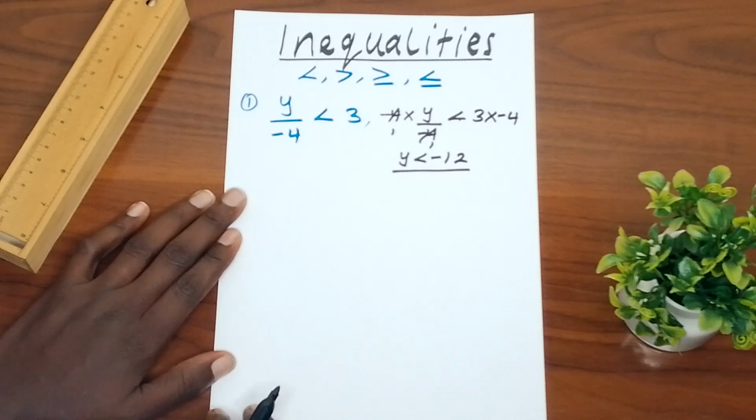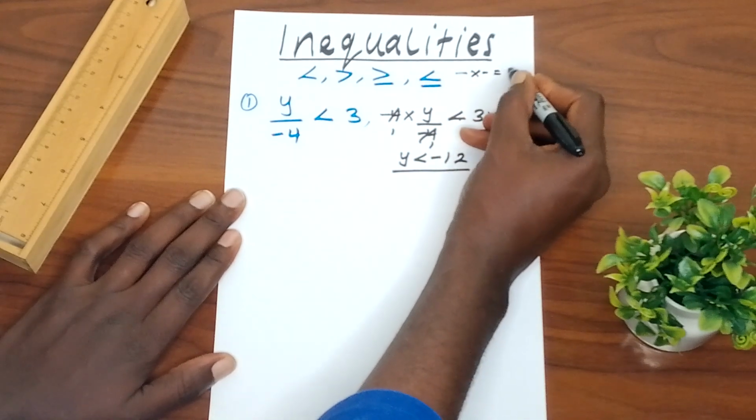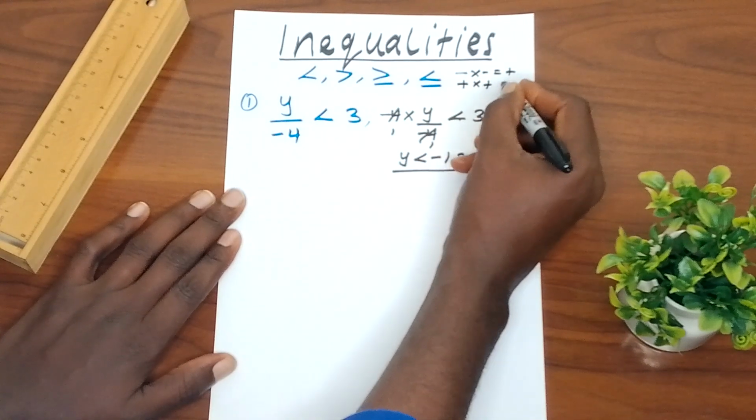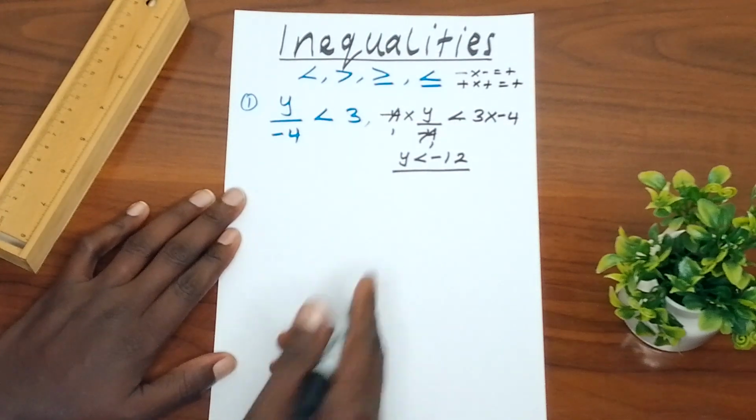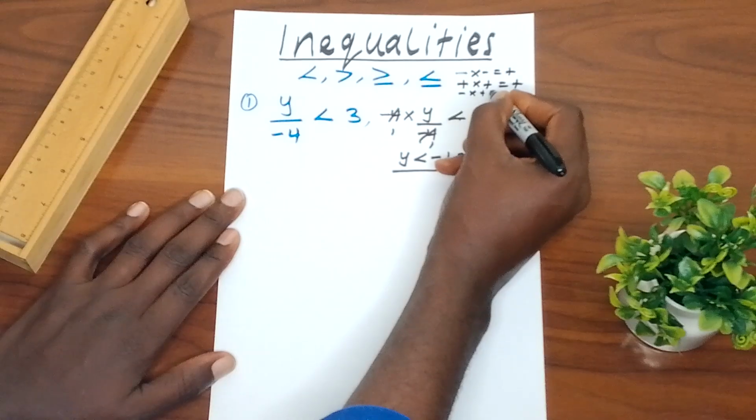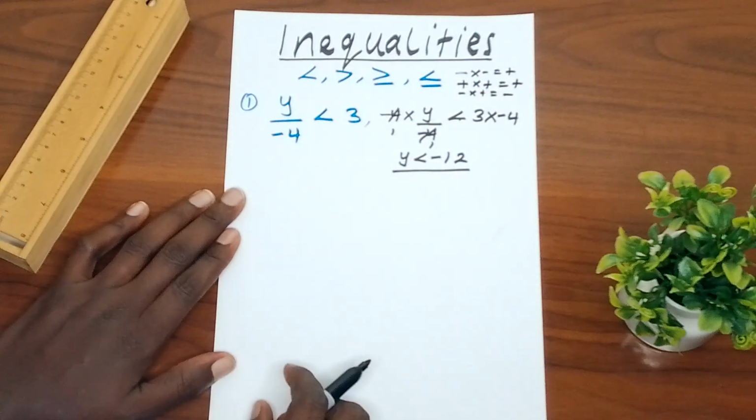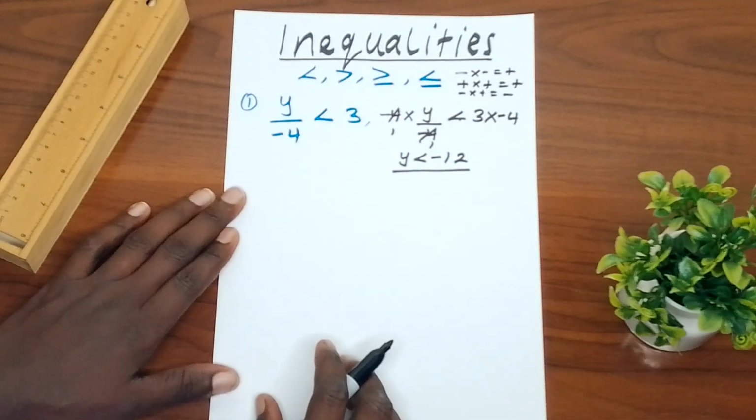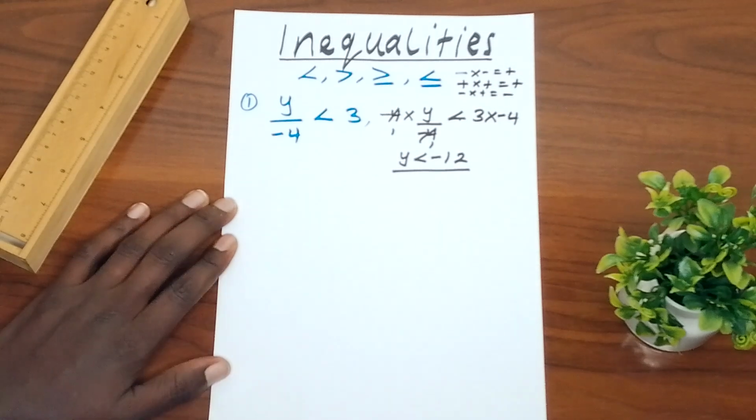Remember, a negative times a negative is equal to a positive, and a positive times a positive is equal to a positive. Then the other way around, a negative times a positive is going to be a negative, and a positive times a negative is going to be a negative. So we use those rules to help us come up with the right answers.